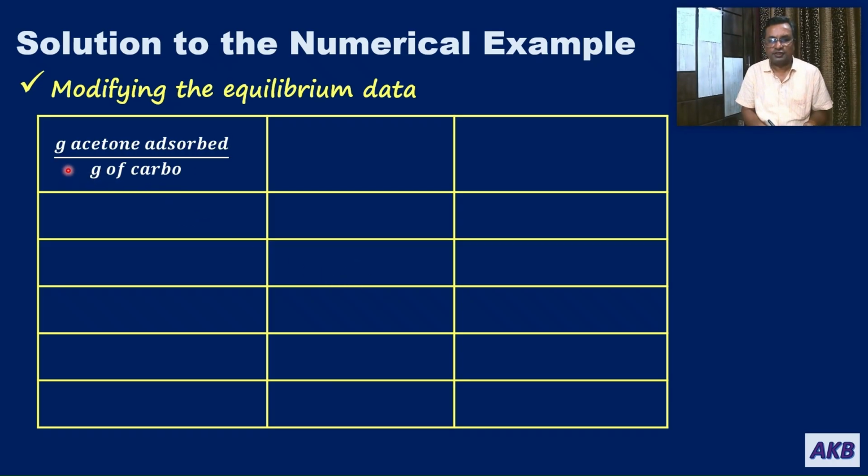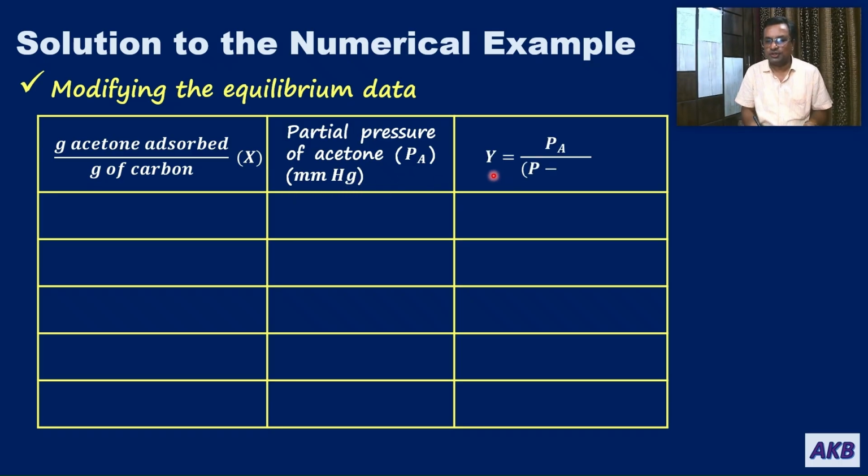As I said, we will be converting the partial pressure data to absolute humidity data. So we have different values for gram acetone adsorbed per gram of carbon, which is nothing but capital X. Then you have different values of partial pressures of acetone, that is PA, which is given in mm of Hg. Then we calculate the corresponding Y values using PA by this equation: Y is equal to PA upon P minus PA into MA upon MB. Different values for capital X are 0, 0.1, 0.2, 0.3, 0.35. Corresponding partial pressure values are 0, 2, 12, 42 and 92.